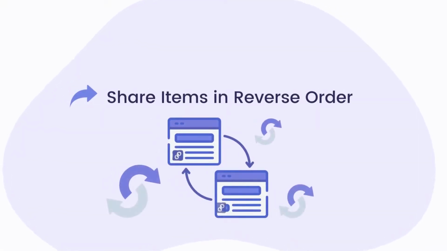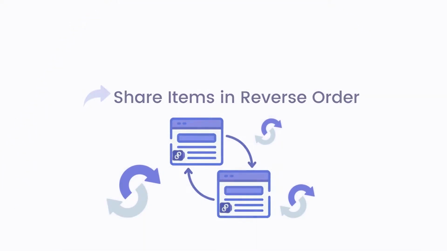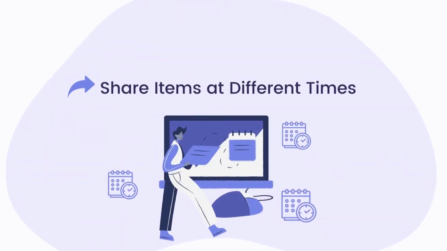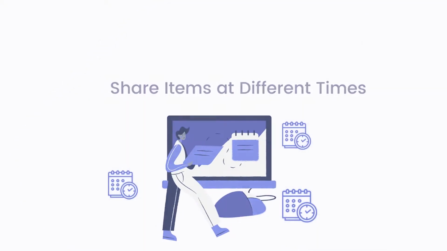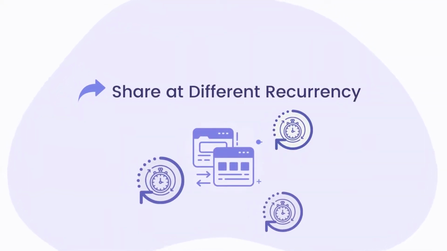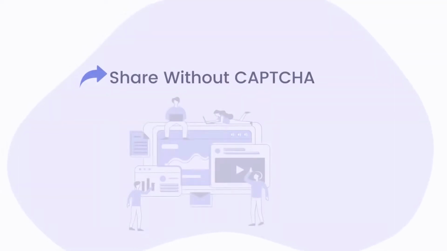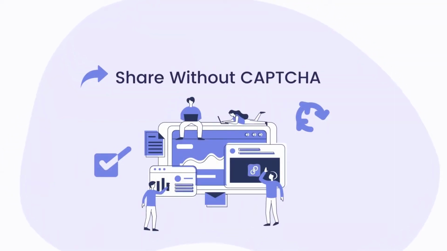You can optionally share items from your closet in reverse order from bottom to top in order to keep your closet in a certain order. You can share items instantly as well as schedule to share at a specific time later. You can schedule to share items one time only or recurrently. PrimeLister solves all CAPTCHAs that can pop up while your items are being shared, automatically without requiring you to intervene.